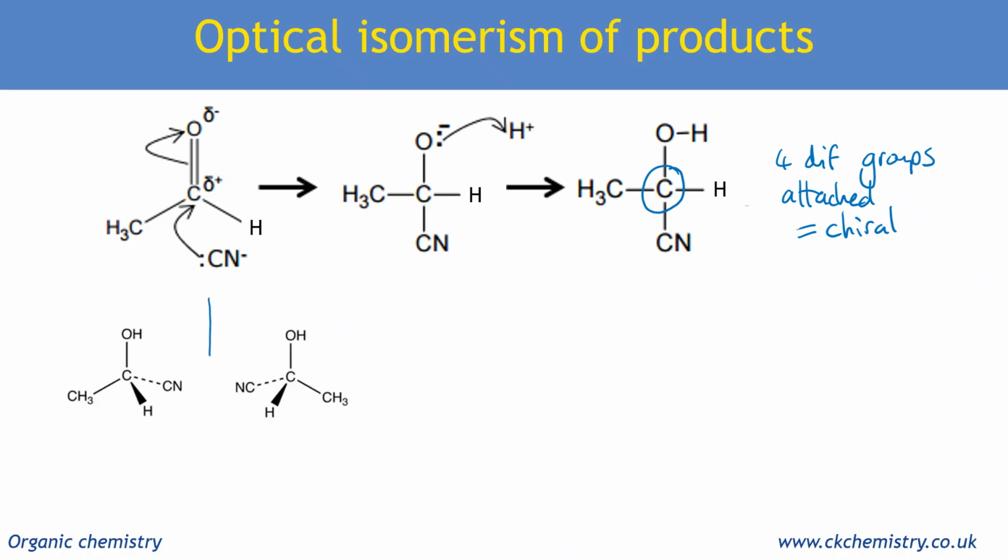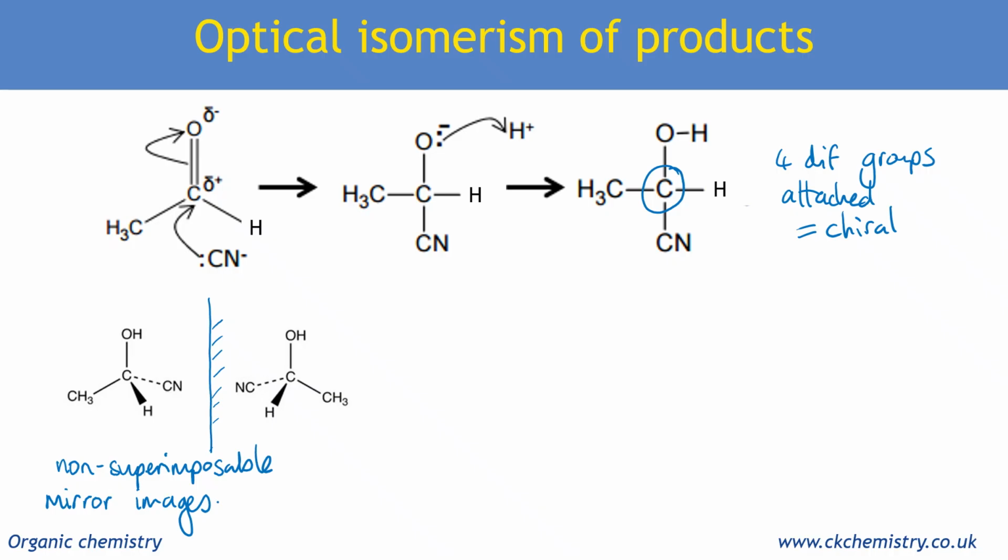So we've got our mirror in between, and we can see that these are non-superimposable mirror images, which is our definition of what optical isomers are. So they're not the same molecule. The reason they're called optical is because of the effect that they have on plane polarized light. They rotate it, and they rotate it in opposite directions by the same amount.